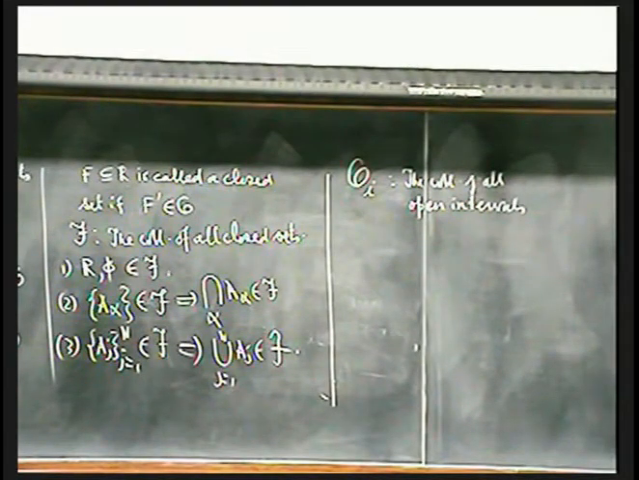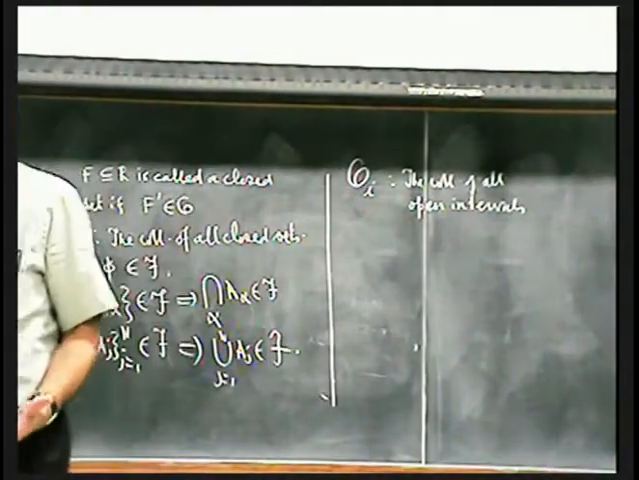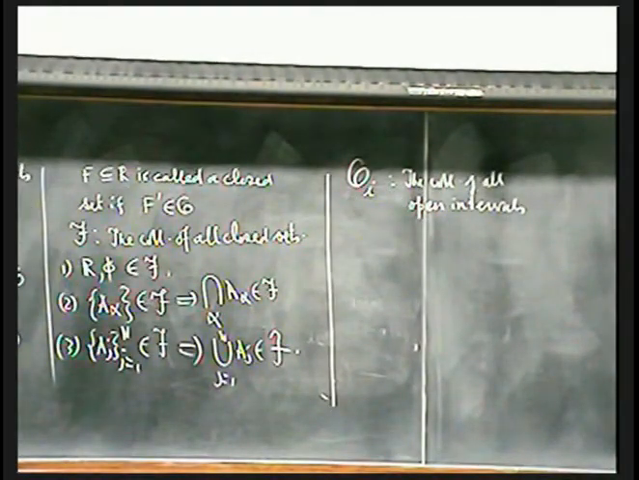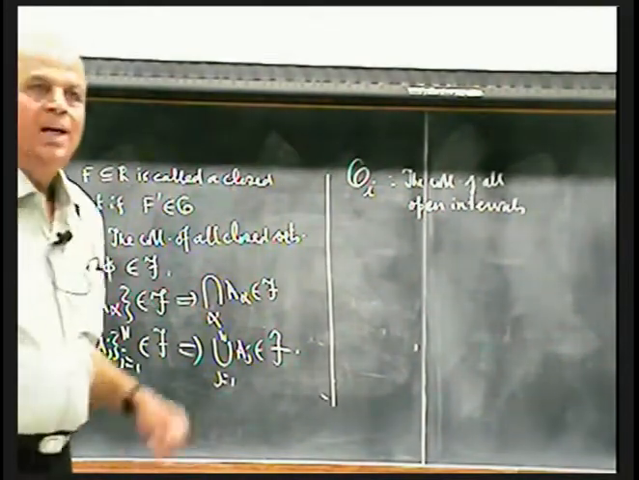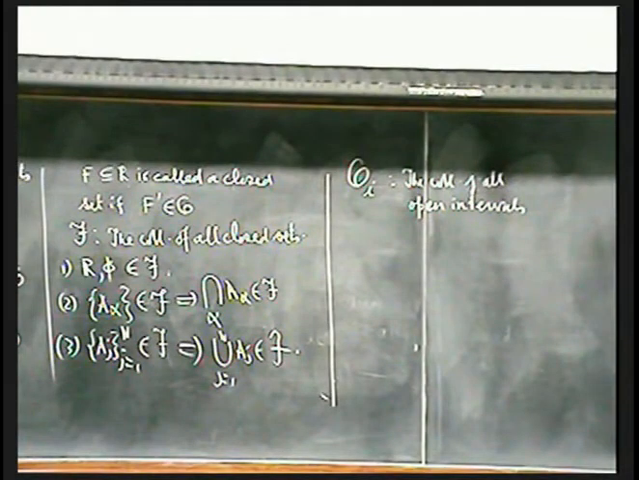Now when I say build, how do I build? The only thing that I can do with sets is do set theoretic operations, put the union, intersection or whatever I want to do, and then I can build. Okay. So particularly if I put unions, what will happen?